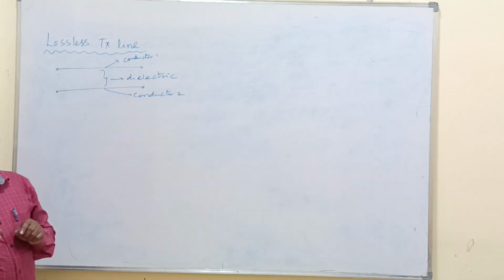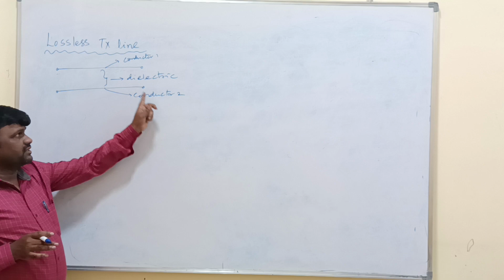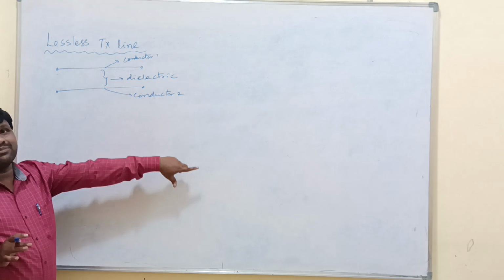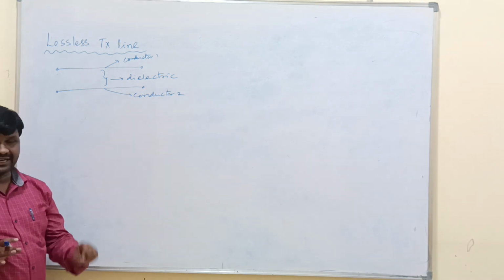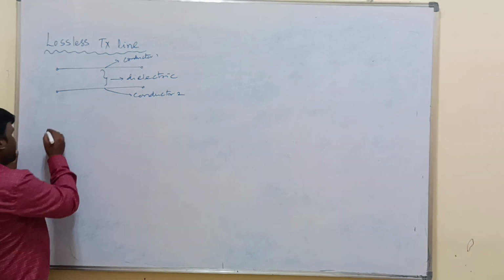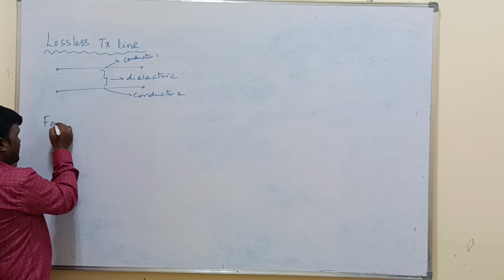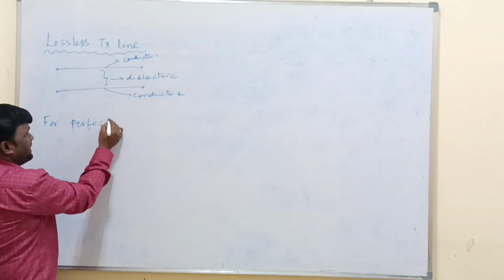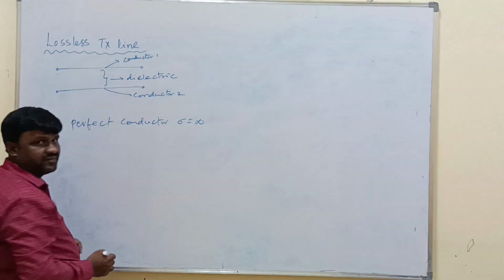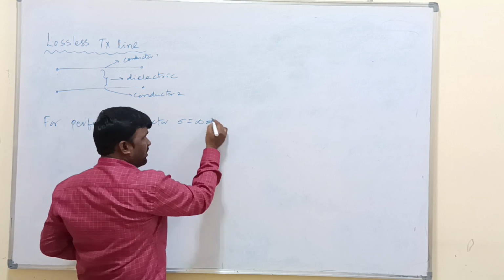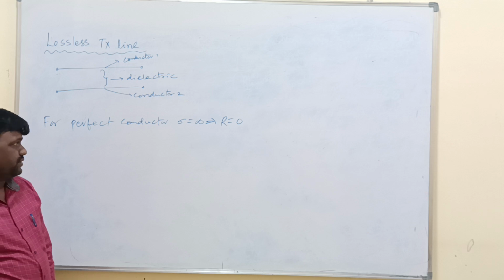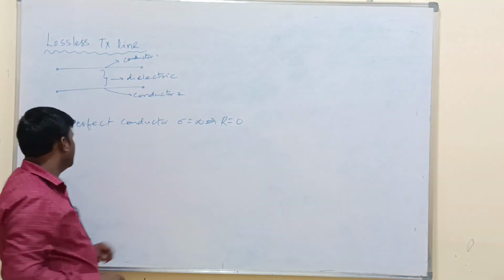If you want to say a transmission line is lossless, the conductors of the line must be perfect, and the dielectric must be a perfect dielectric. What does it mean? For a perfect conductor, conductivity is infinity. R, the resistance, is 0. As sigma equals infinity, R equals 0.